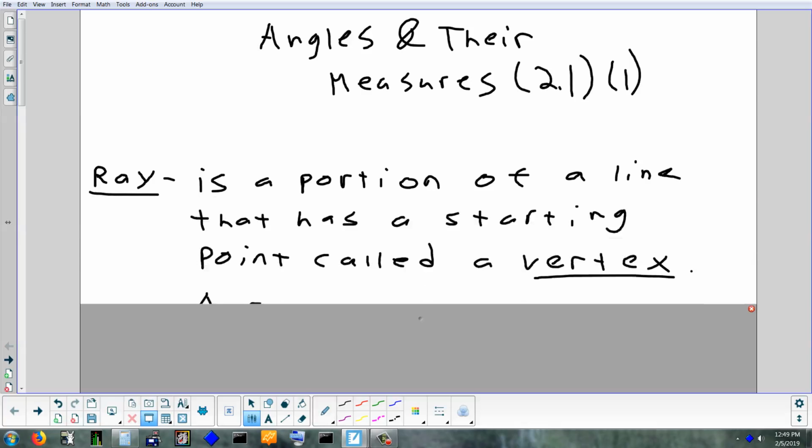So a ray is basically just a line that only goes in one direction. Okay, it's a portion of a line, and it starts at one point, goes forever in one direction, and where it starts is called the vertex.